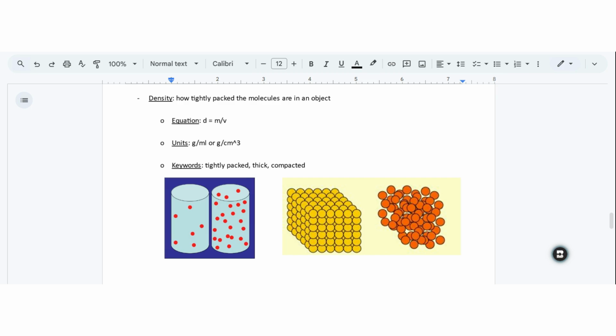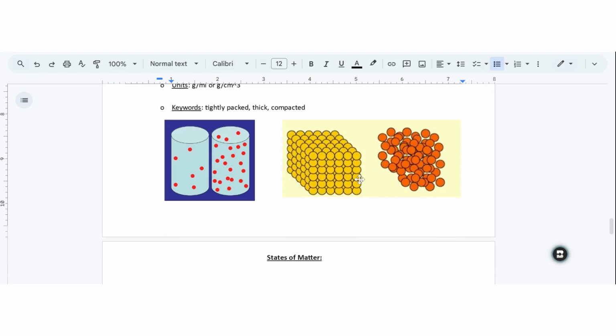So we calculate it by taking the mass of an object and dividing it by the volume. We take how heavy it is and divide it by how big it is. That's going to give us actually 2 units when we calculate it, because it'll be the mass in grams divided by the volume in milliliters, or potentially centimeters cubed.